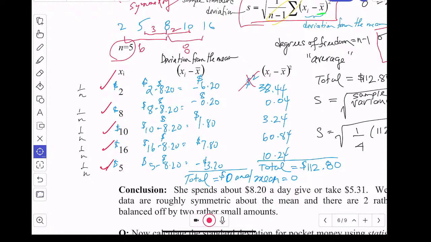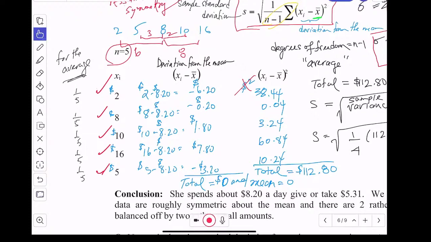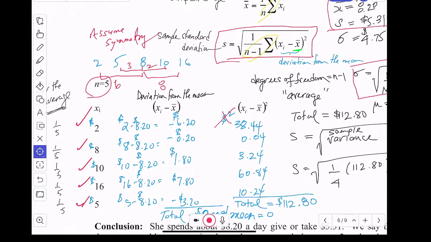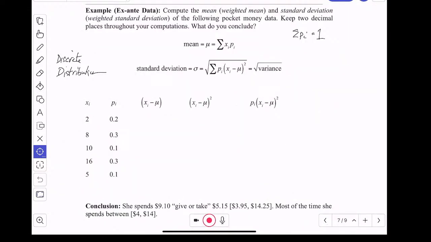I'll say for the average, okay? So for getting the average, we consider that each of them has a weight of 1 over, in this case, 5. And I pre-multiply each of them and then add them together. In this way, the regular average, calculating an average this way, is a special case of the more general weighted mean.